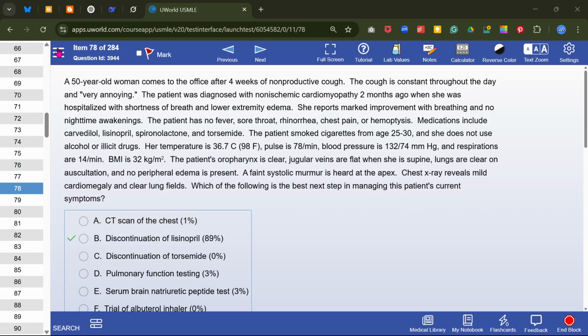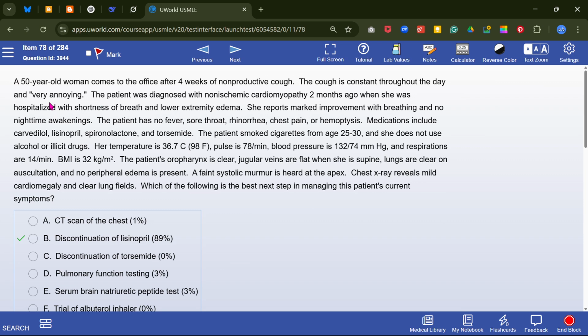Okay, now next question. Look at this one. A 50-year-old man comes to the office after 4 weeks of non-productive cough. The cough is constant throughout the day and very annoying. The patient was diagnosed with non-ischemic cardiomyopathy 2 months ago when he was hospitalized with shortness of breath and lower extremity edema. He reports marked improvement with breathing and no nighttime awakening. The patient has no fever, sore throat, rhinorrhea, or chest pain.